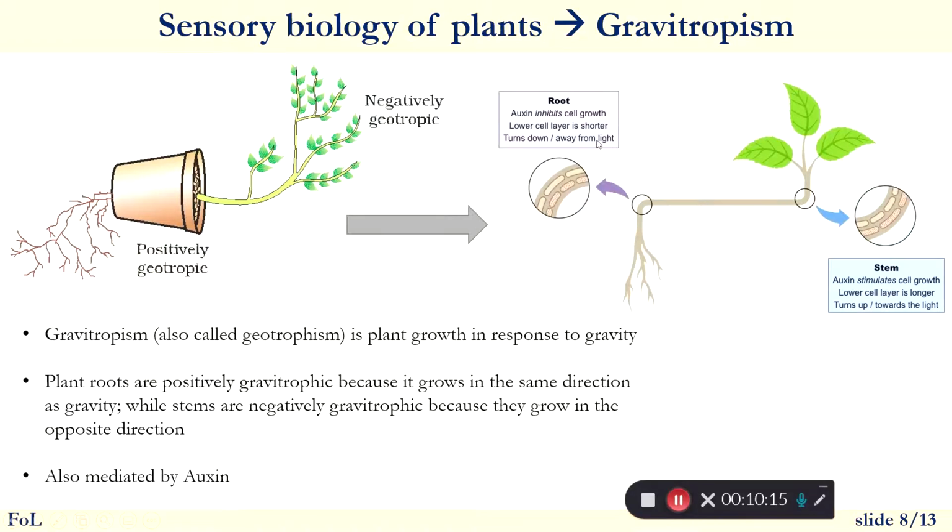So we see that same bend occur where auxin accumulates, and then we have increased growth in the opposite direction of that bend. And in roots, the bend is towards the ground. In stems and leaves, it's away from the ground.